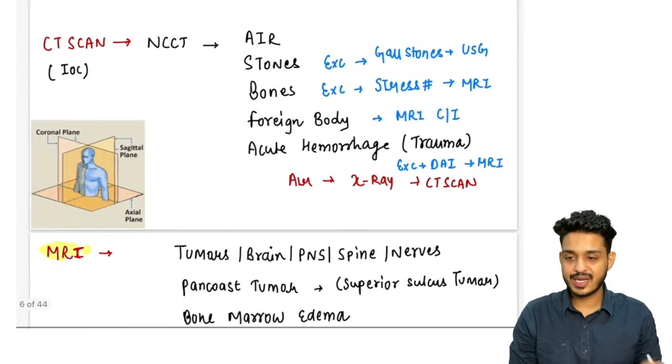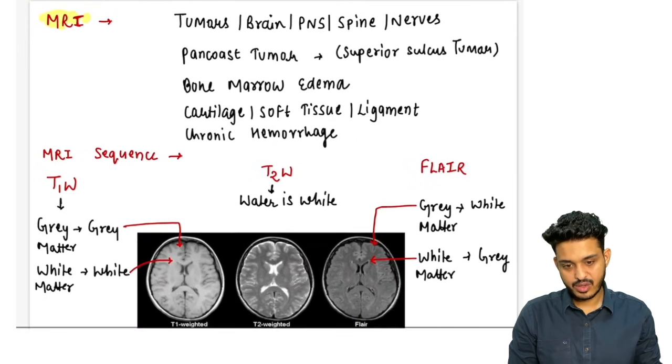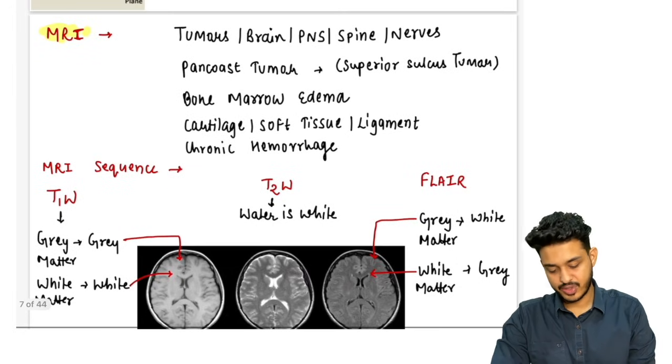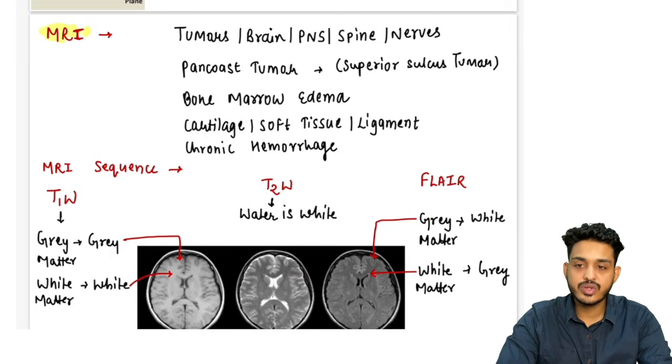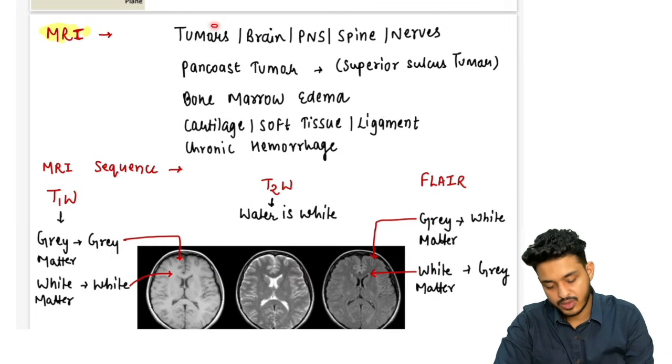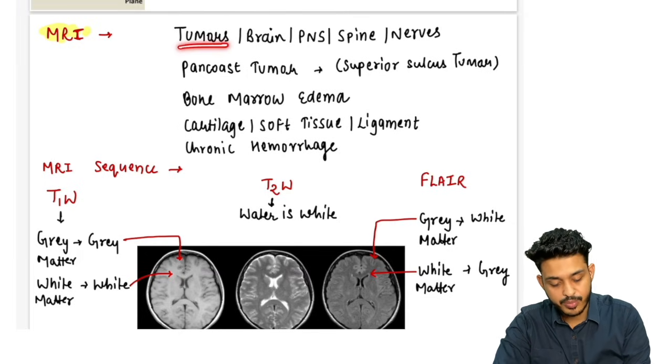I'll make you understand how to understand these things, right? Then we have got MRI. MRI is going to be used for all the tumors, right? Where are we going to use MRI? For all the tumors.